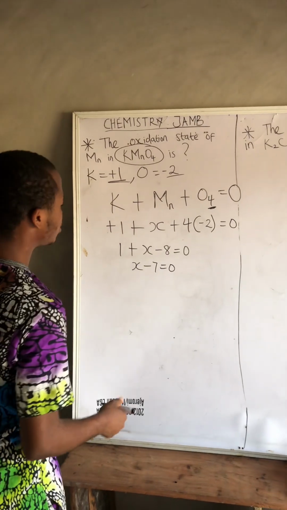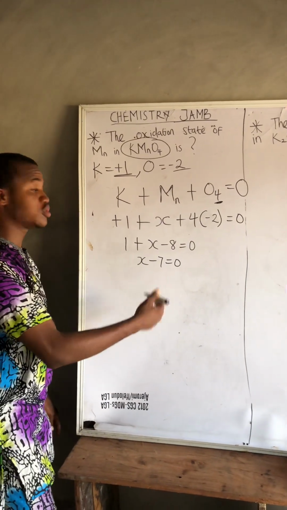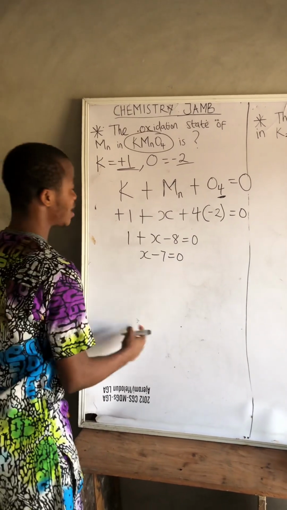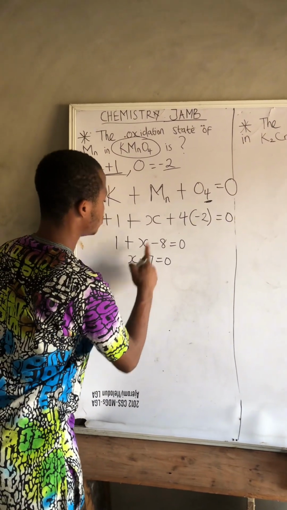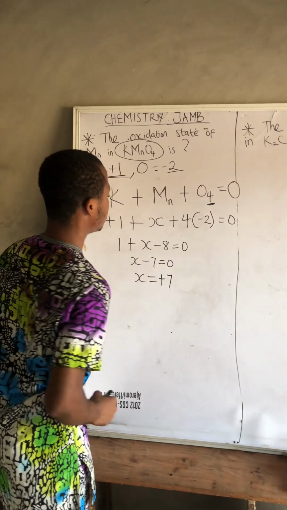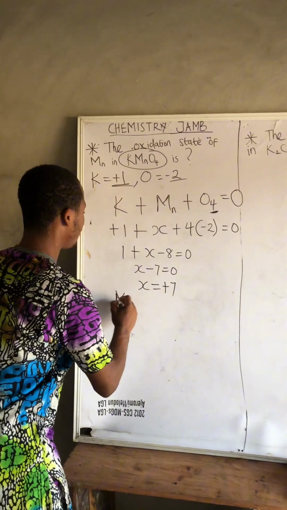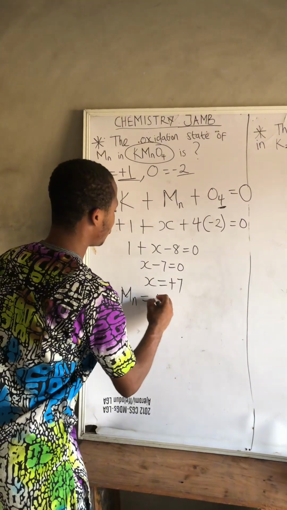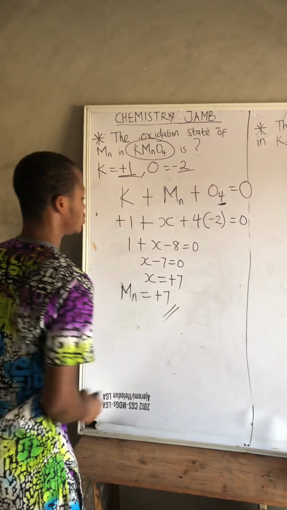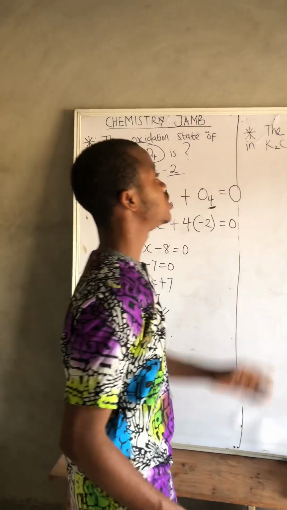So here we can just add 7 to both sides, or just collect like terms by carrying 7 to the other side, which will be equal to x is equal to plus 7. So the oxidation state of manganese in this particular compound is plus 7. So that is that for that. So let us move to the second question.